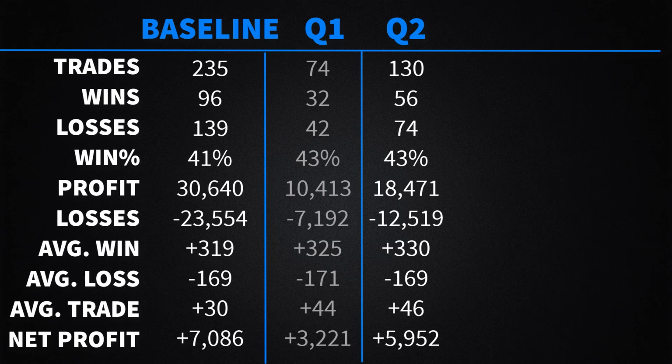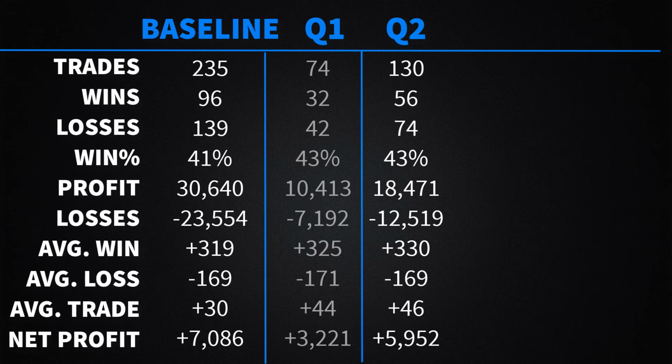Now, it did filter out a few more losses. You can see that the average win was up to 330. The average loss was back down to kind of what the normal was. Average trade was 46. So it did perform a little bit better. But again, is this anything that's going to get you excited? No, because again, it underperformed the baseline test, meaning that the initial test of what I'm doing performed better before I added anything. And then I tried number three.